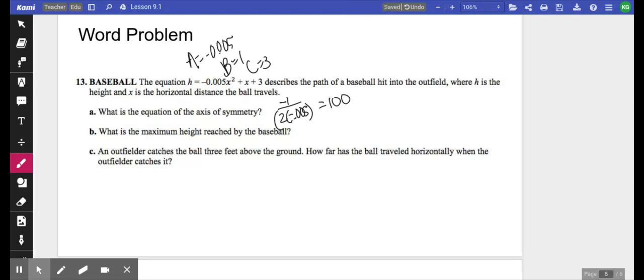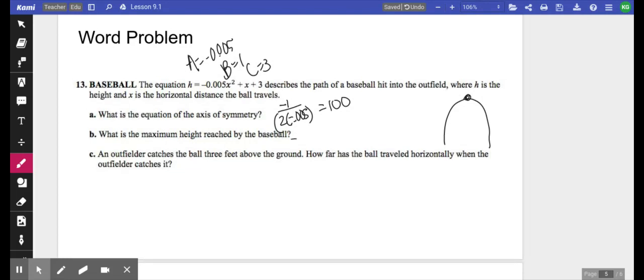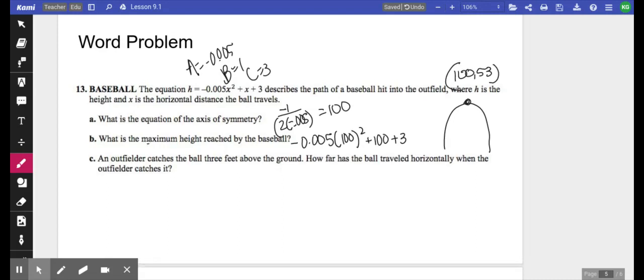And then what is the maximum height reached by the baseball? Well, we know a baseball throw would look like this. So my vertex would be the maximum point. So when I put 100 into the equation, that should give me my maximum height. So negative 0.005 times 100 squared plus 100 plus 3. It gives me 53. So my maximum height would be 53 feet.